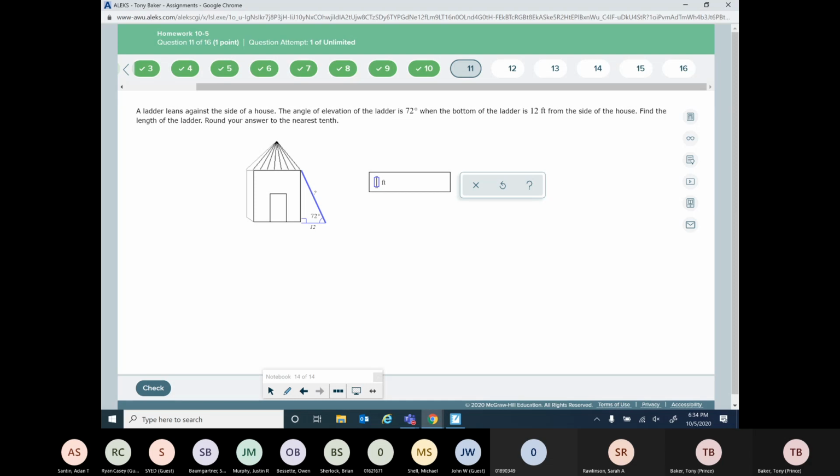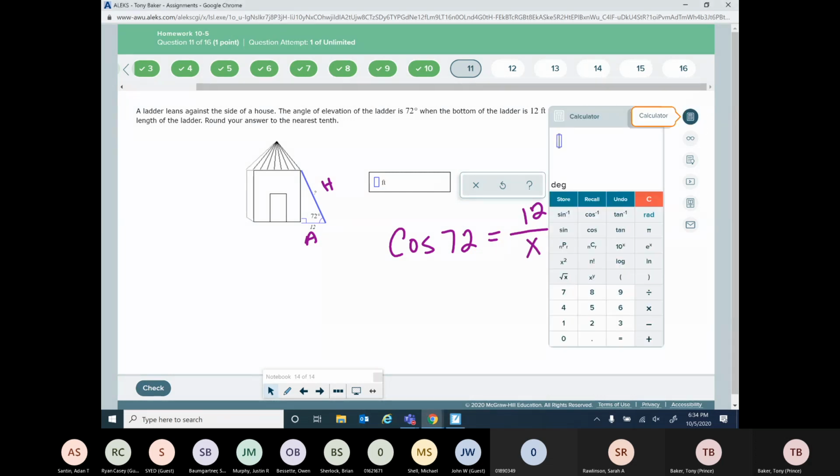All right, so this one, we're standing at the 72. So this side's my adjacent and that side's my hypotenuse. So we're going to be using cosine for this one. So it's cosine of 72 equals 12 over x. Since my variable's on the bottom, I'm going to divide. So I'm going to put the 12 in, and then I divide by cosine of 72. So in this case, my answer is, and we're rounding to the nearest tenth, so 38.8.